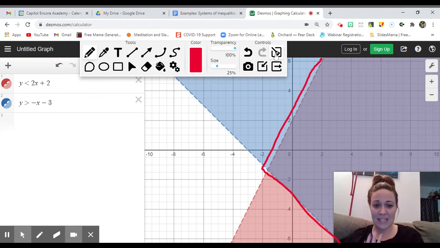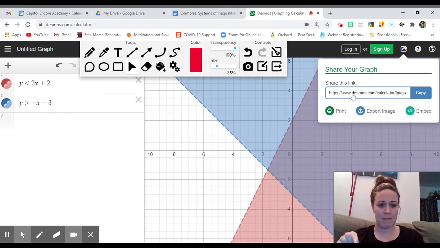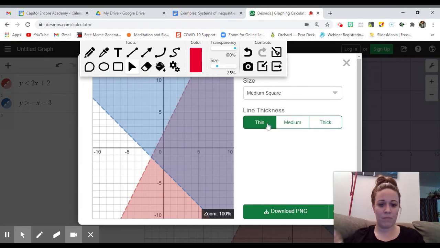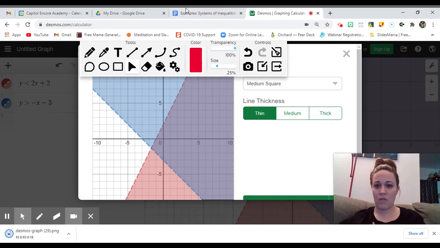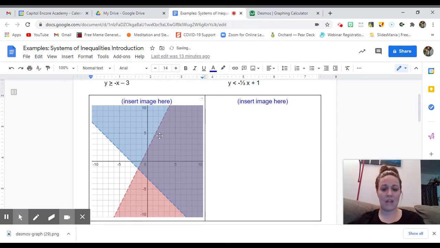With all of that said, we're going to show algebraically in just a moment how that is true. But first, I'm going to walk you through how to download this so you can submit it into today's assignment. You can do it as a link, but if you hit export image, I don't mind if it's a medium thin, and you're going to download the image, and then click and drag it into the table. If you put it inside the table, it'll be small enough where it's not going to blow up your entire image.